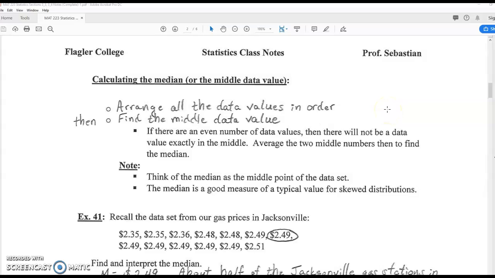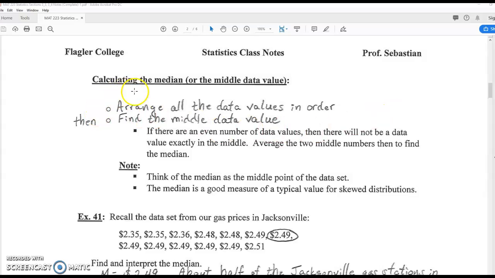Okay, hi again everyone. We're back to our statistics class notes. We're now on page 37. We are in section 3.3, looking at numerical summaries for skewed distributions.